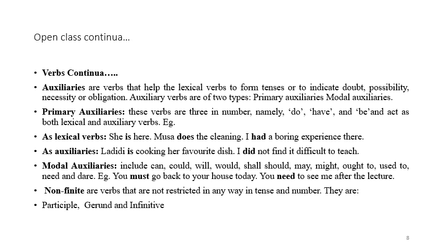To indicate doubt, possibility, necessity, or obligation. Auxiliary verbs are of two types. We have primary auxiliaries and modal auxiliaries. Primary auxiliaries, these are three in number. They are namely do, have, and be, and act as both lexical and auxiliary verbs. Even though they are auxiliary, they can also function as lexical verb. Lexical verb, finite verb, main verb, they all mean the same thing.